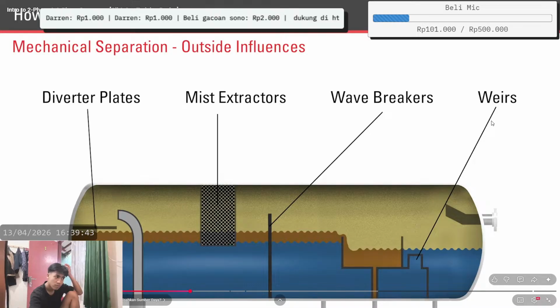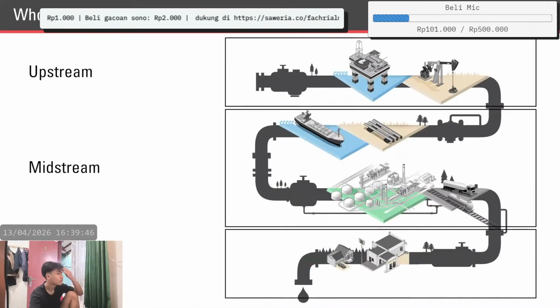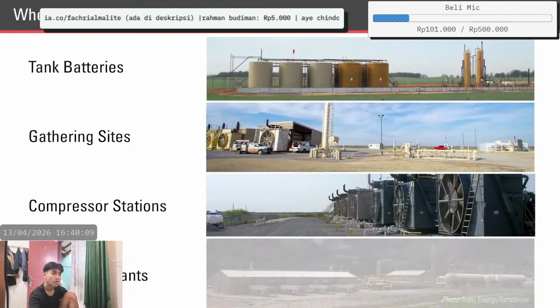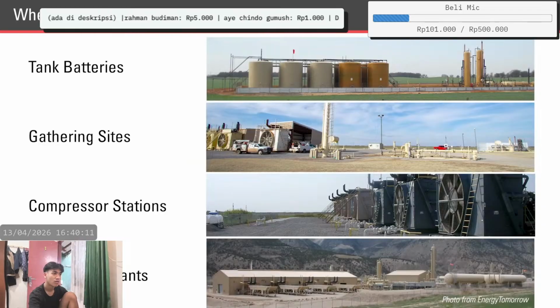All three sectors of the energy industry incorporate separation in their processes. Initial separation occurs in the upstream sector. As the resources are moved through the midstream sector and the conditions that they are exposed to change, there is a need to further separate the product. Separation is needed in the downstream sector to achieve the final product before it goes to the consumer. This short list shows the most common places you will find Kimray products controlling the separation process.